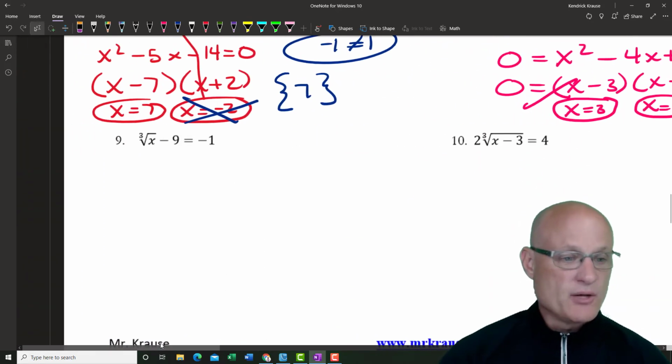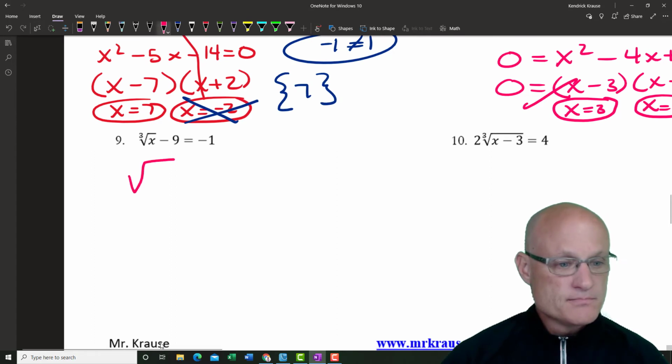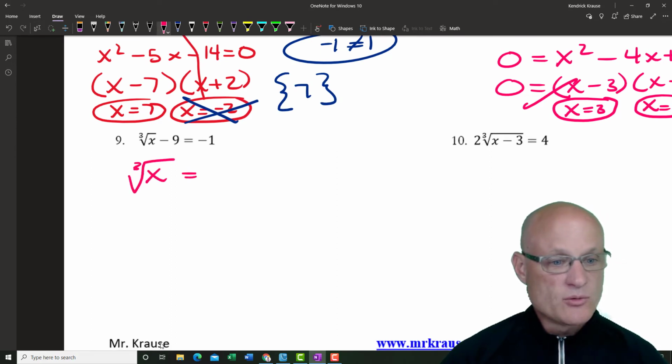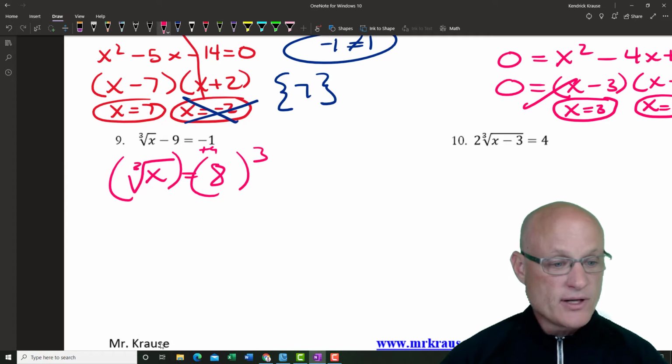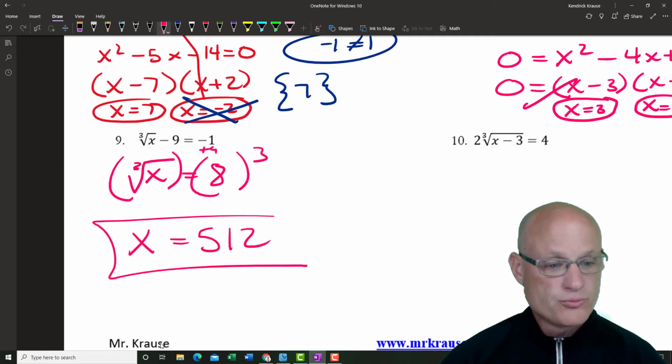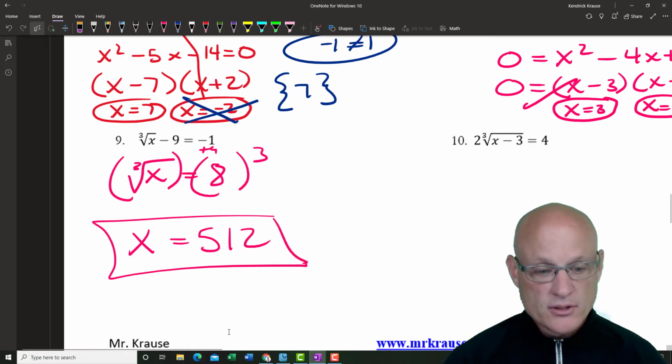All right, so on this one, we're going to do the same thing. Cube root of x equals 8, right? Because we're going to add the 9 over. To get rid of a cube root, I cube both things. And so I get x equals 512. If you checked it, it works.